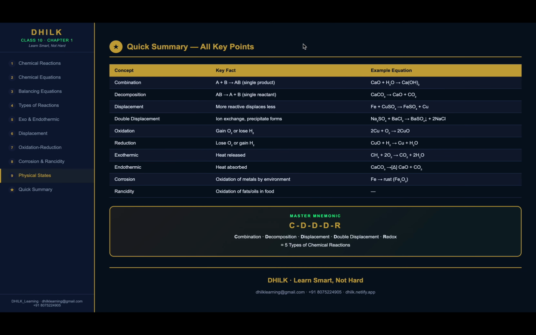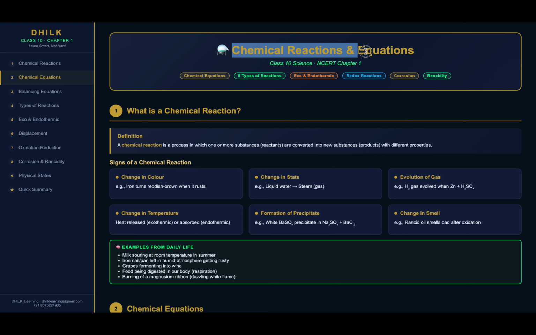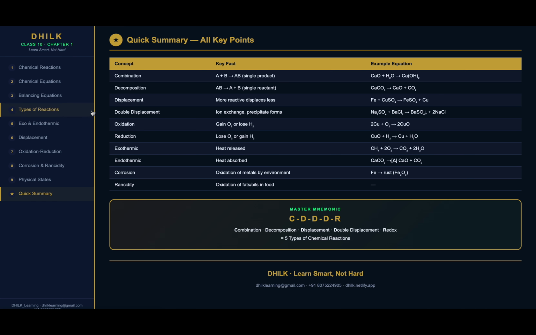Now we can summarize whatever we have learned in this chapter up to now. We have learned different terms, right? Combination, decomposition, displacement, double displacement, a lot of terms. So we can summarize all these points here. The chapter is chemical reactions and equations. What are there in this chapter? There are totally 5 important chemical reactions: combination reaction, decomposition reaction, displacement reaction, double displacement reaction, and redox reaction. Redox reaction is oxidation plus reduction, commonly known as a redox reaction. These are the 5 important reactions in this chapter.